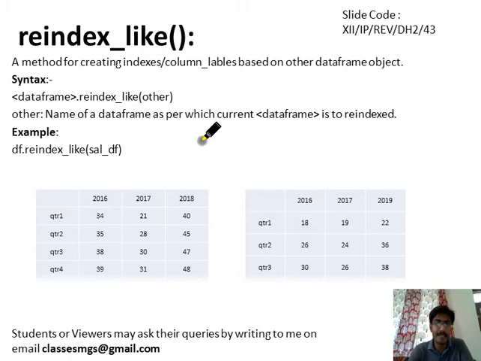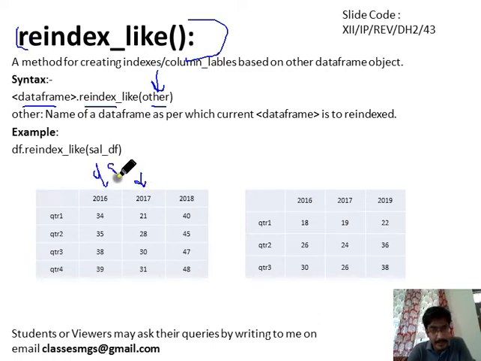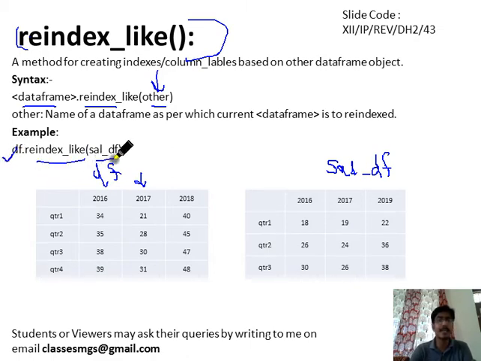Now we have another example, reindex_like. Reindex_like is a very simple function. It takes two arguments: a data frame dot reindex_like and another data frame. So what does this function do? Let's suppose this is your df, and this is your cell_df. Let's suppose these are the two data frames. Now we have executed this line: df.reindex_like(cell_df).